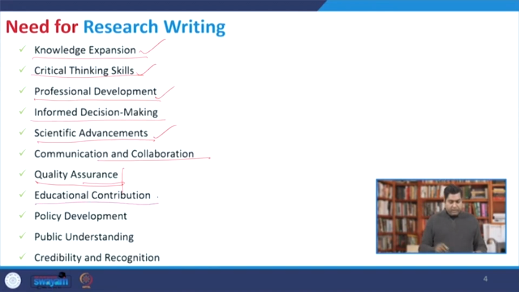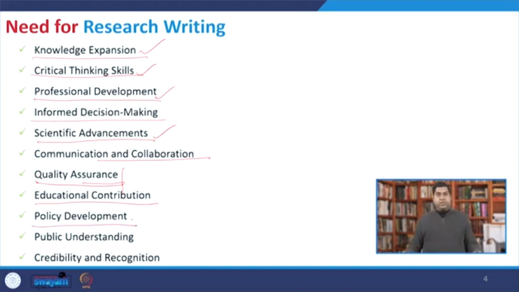Educational contribution. If you are an academician, student, researcher, postdoctoral fellow, research fellow, or faculty member, then through your research you can really contribute to educational advancement. So the research can go on certain topics. Suppose you end up with certain future scope of work, another scholar may start at that particular point and can benefit from your research papers and your thesis.